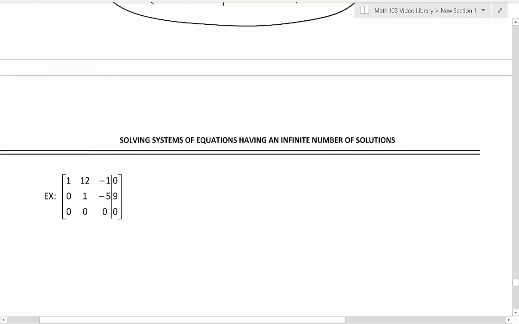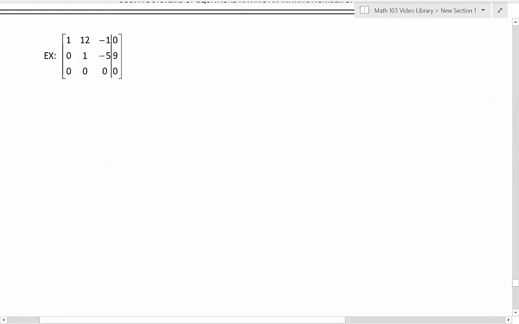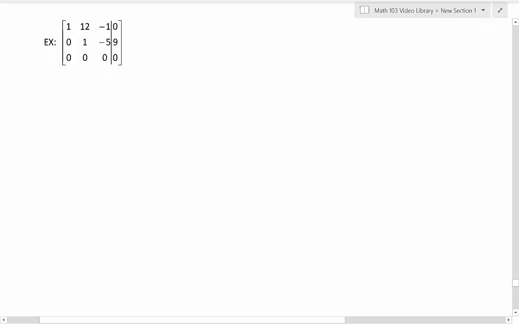Let's try another one. All right, we have another augmented matrix. Take a look at this. It is already in row echelon form. I really just want us to practice writing the parametric equations. So we are in row echelon form. I'm going to start by writing my equations out.